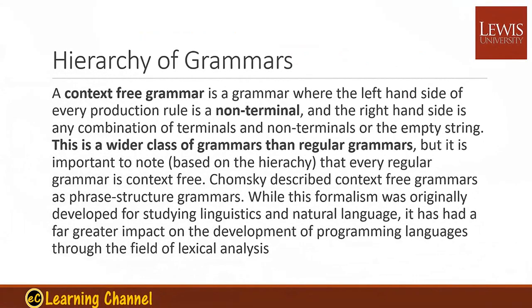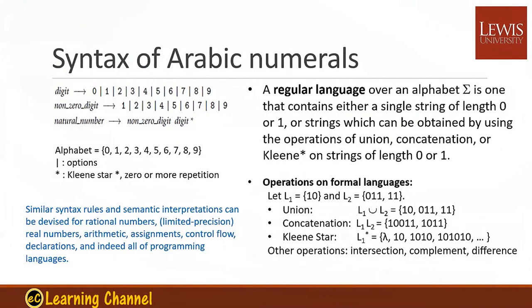Okay, so you have the context-free grammar. It's a grammar where the left-hand side of every production rule is a non-terminal, and the right-hand side is any combination of terminal and non-terminal symbols. This is called context-free grammar, and we are going to use this one for syntax analysis. And if there is no recursion, we call it a regular language. So let's get started with this first regular language.